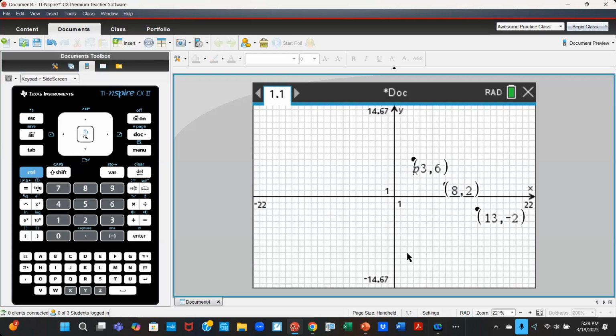Which way is faster? That's going to depend on the student's knowledge. Do they have the midpoint formula memorized? Do they have it memorized correctly about finding the average? Or do they know their TI-Nspire calculator? Because you don't want that to be a hindrance on the test. But if they really know how to do this and they feel comfortable, go for it.